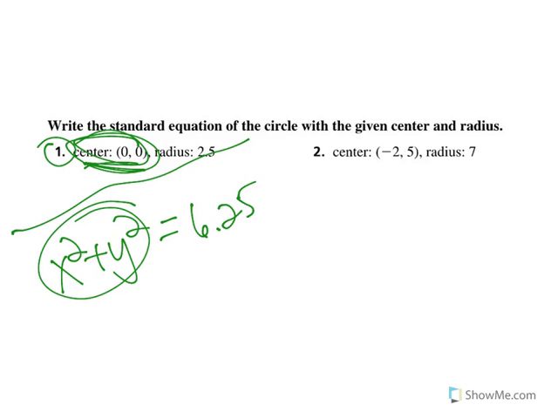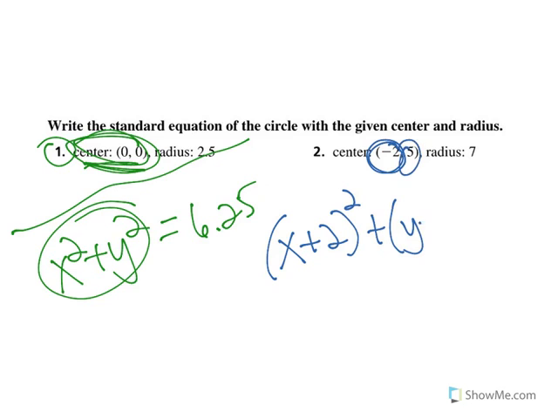Now, of course, this number 2 here, it's not that easy because our center has a number. So in our formula, we're going to do x opposite of x, so plus 2 squared, plus y opposite of 5, so minus 5 squared equals 7 squared is 49. You're done.